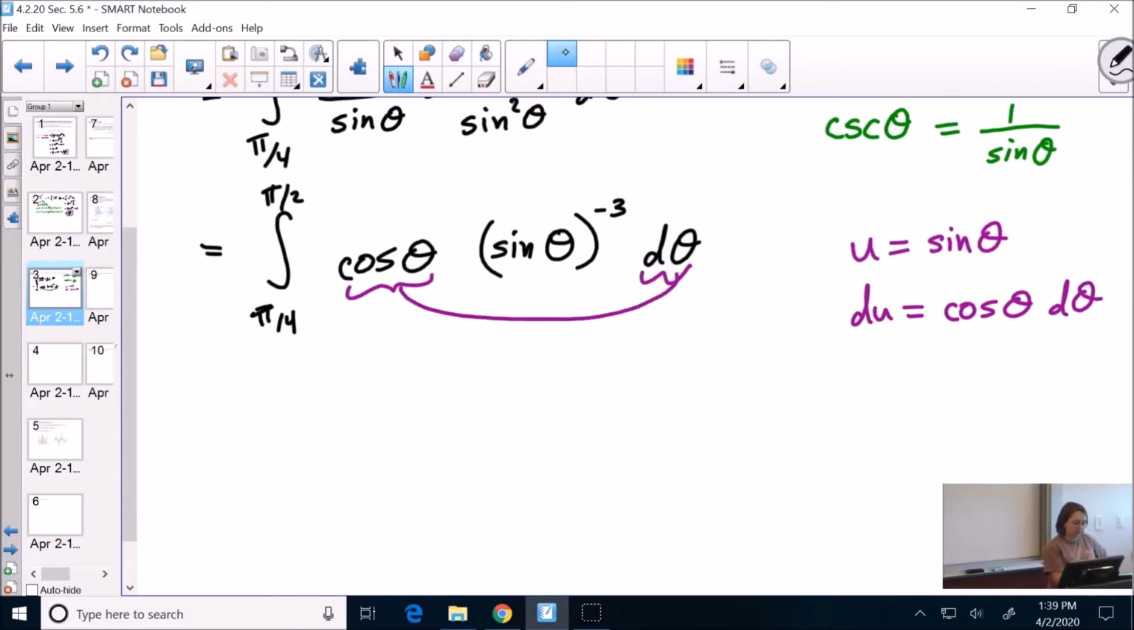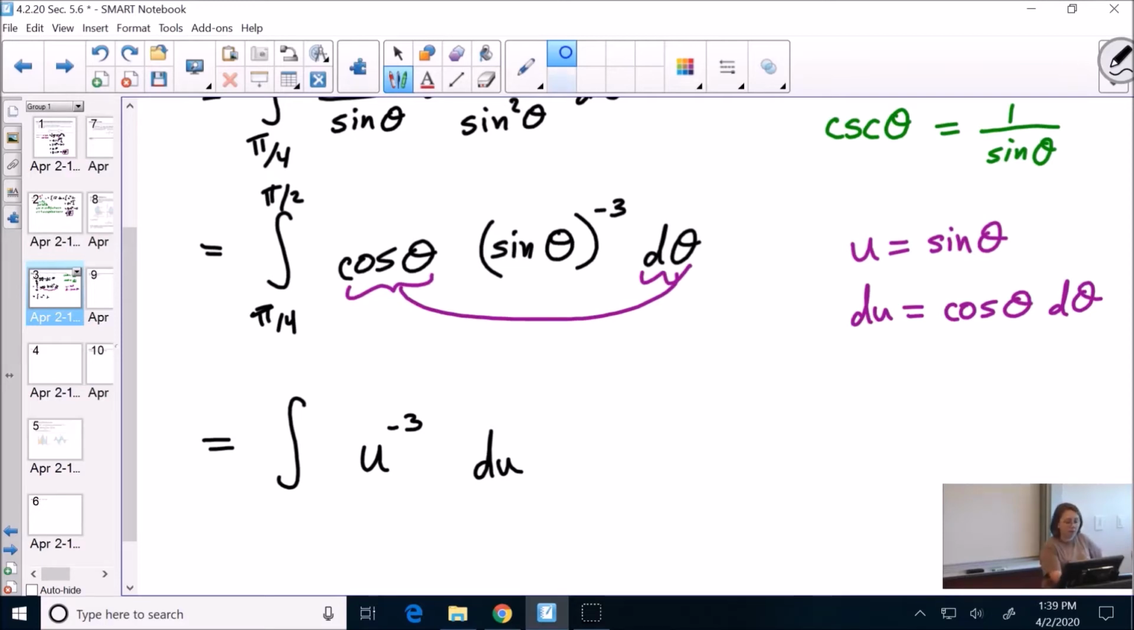Yeah, everything's going to change to u. Remember, your limits of integration are going to change. Just check and make sure everything else works before we worry about that. So cosine of theta d theta becomes our du. And sine of theta to the -3, that's u to the -3. Hey, everything changed to u.